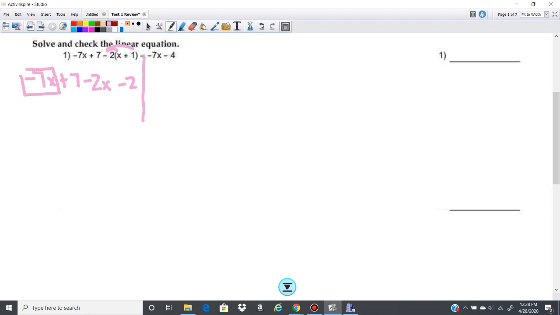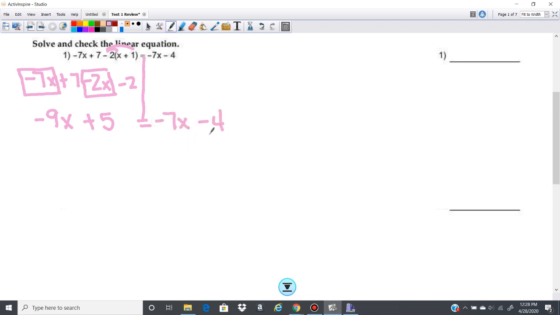Then I'm going to continue to simplify on this side, which means I'm going to combine like terms. So I've got a negative 7x and a negative 2x on the same side. So I'm going to combine those. Negative 7 minus 2 is going to give me a negative 9x. And then I have 7 minus 2. That's going to give me a positive 5. And now I'm combined. I can't do negative 9x plus 5 because they are not like terms. So then I'm going to bring down the negative 7x minus 4.